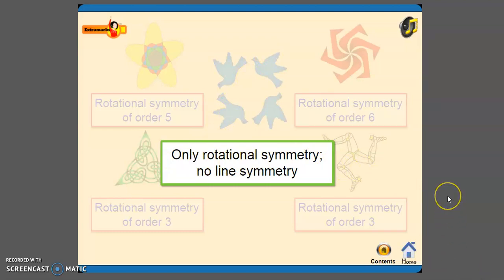So, it has only rotational symmetry and no line symmetry. So, an object which has rotational symmetry need not have line symmetry. It is not always compulsory that it should have line symmetry. But if it has line symmetry, surely it will have rotational symmetry. All objects having rotational symmetry need not have line symmetry. But all objects having line symmetry surely will have rotational symmetry. Both the ways you should understand.